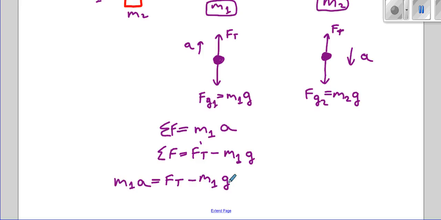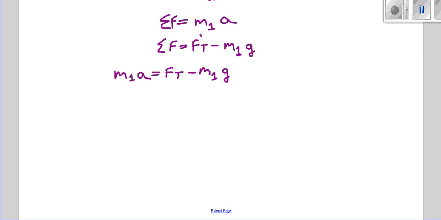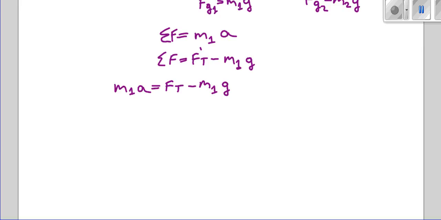And now we have an option. Because we're looking for tension force and acceleration, you can isolate one of those variables. It doesn't matter which one. You can always come back and find out the missing variable after. I isolated the acceleration here. So what I got is a equals Ft minus M1g over M1. And this is just for the first mass.